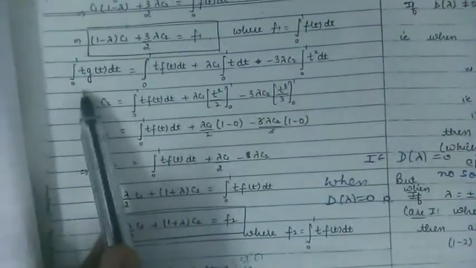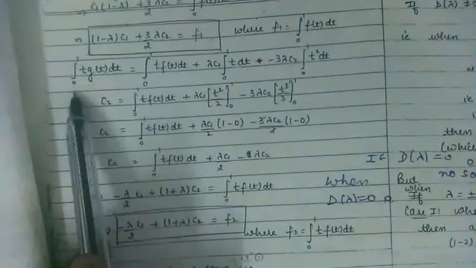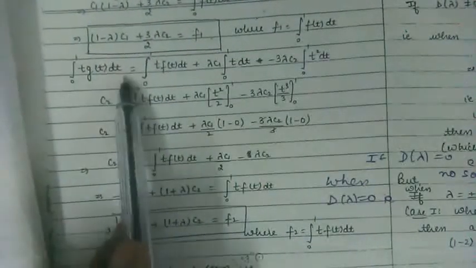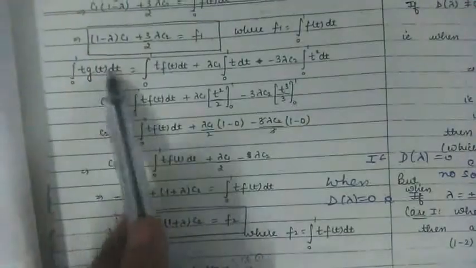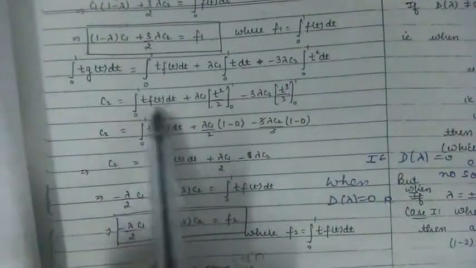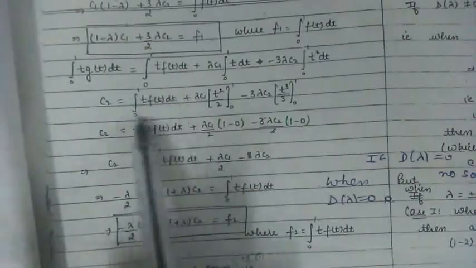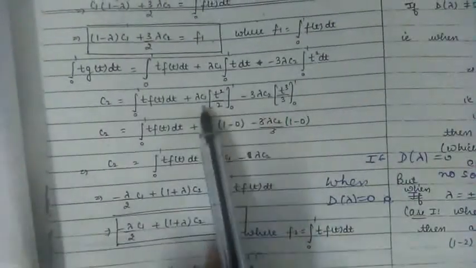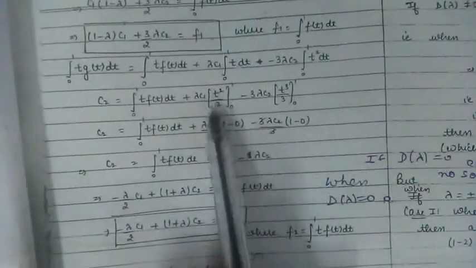Now let us solve the term in c2. Now c2 is the integral from 0 to 1 of t g(t) dt. Now substituting the value of g(t) and simplifying, this is c2. Here f(t) is not given, so this term will be kept as it is. Lambda c1 is constant. The integration of t is t squared by 2.